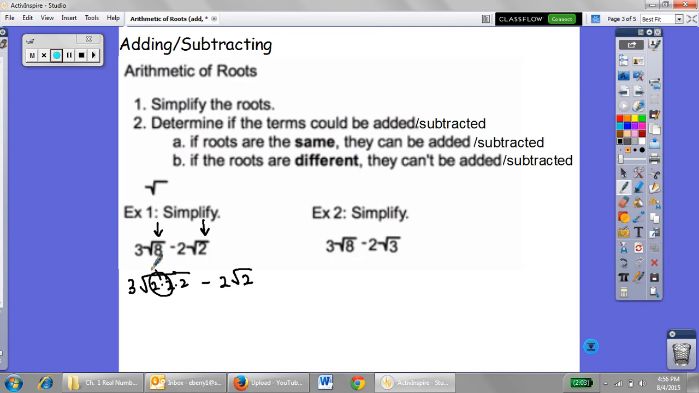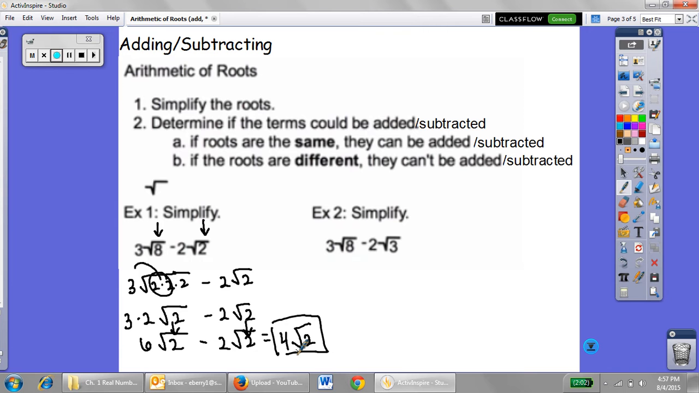Circling this pair of 2's, I bring that to the outside to join the 3. So 3 times 2 on the outside, square root 2, minus 2 square root 2. Now 3 times 2 is 6. The square root of 2 stays next to it, minus 2 square root 2. This is great. We have the same number underneath the square root sign. You can see it right here. Now we're allowed to subtract. 6 minus 2 is 4. And we leave square root 2 right next to it.